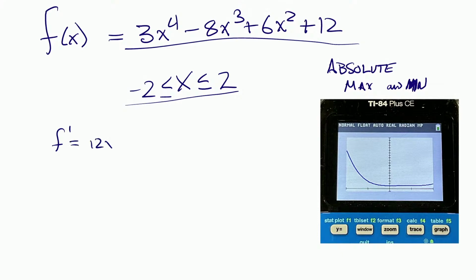12x cubed minus 24x squared plus 12x. Wow, it looks like someone made this problem easy for everybody, hopefully. Let's find out. You're not here, but I know you know how to do it. Emily, what do you do with this derivative now that we got it?